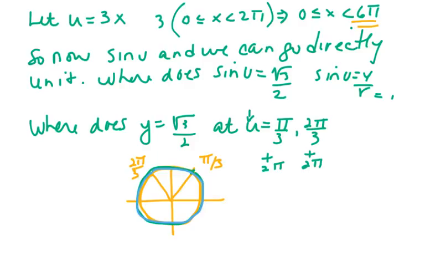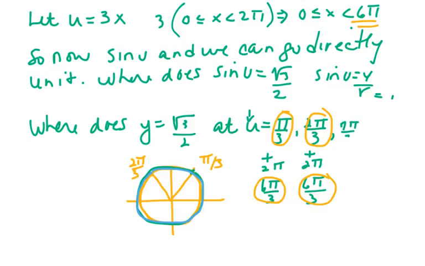So if I add 2 pi, and 2 pi in fraction form, so that I can simply add the fractions, is 6 pi over 3. So if I add 6 pi over 3 and pi over 3, I get the next set. And the same thing here, 6 pi over 3 to 2 pi over 3. I get the next set of solutions, which would be 7 pi over 3 and 8 pi over 3.